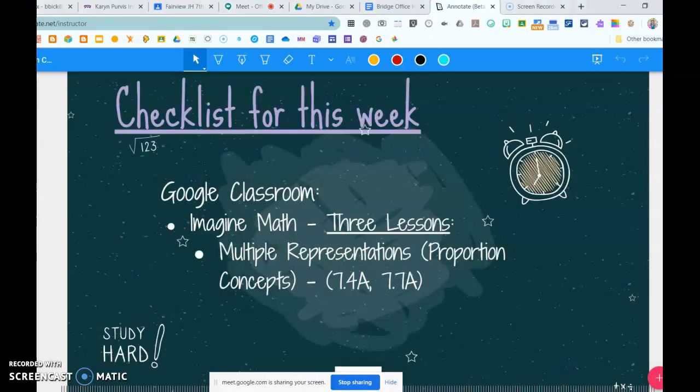For this week, it is 3 lessons in Imagine Math. And again, it's just a suggested pace. So if you get behind, it's okay. Just know that I kind of got you doing about 2 to 3 lessons a week so that you can be done by the 30th. That is non-negotiable. You have to be completed by the 30th.